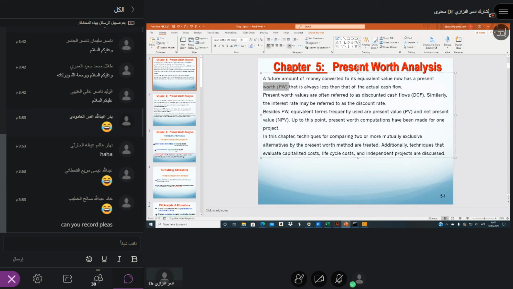So besides present worth, equivalent terms frequently used are present value. Sometimes they use PV in place of present worth, that's present value, and net present value. Up to this point, present worth computations have been made for one project. So most of what we do is on one project. In this chapter, techniques for comparing two or more mutually exclusive alternatives by present worth methods are covered.